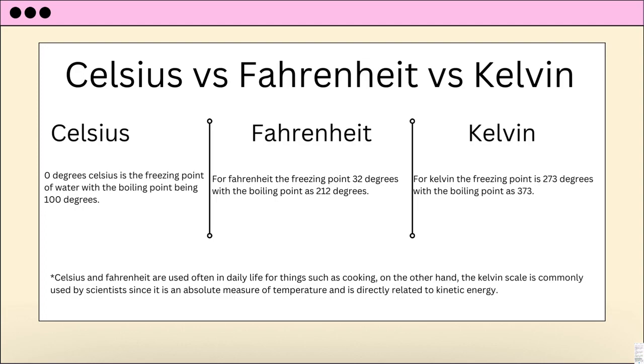Celsius and Fahrenheit are used often in daily life for things such as cooking. On the other hand, the Kelvin scale is commonly used by scientists since it is an absolute measure of temperature and is directly related to kinetic energy.